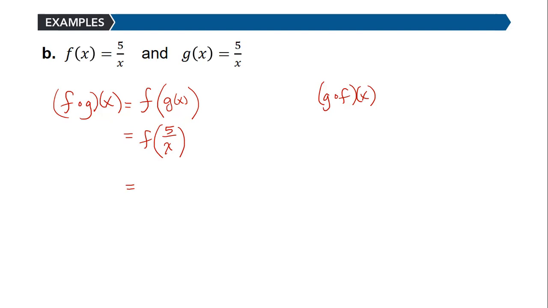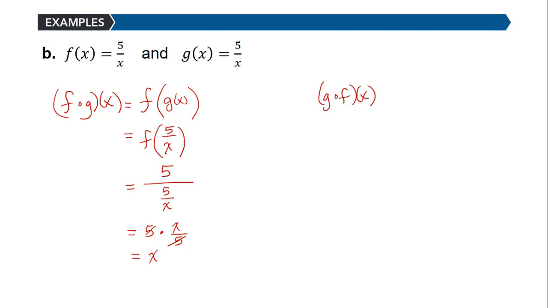Now to do f of anything, I have to go back to my function, and it says to do 5 divided by whatever I'm inputting. So this is going to be 5 divided by what I'm inputting, which is the function g, which is 5 divided by x. This is a complex fraction. We can simplify this by remembering that division is equivalent to multiplying by the reciprocal. This is equivalent to 5 times the reciprocal of 5 divided by x, which is x divided by 5. And therefore, I get just simply x.